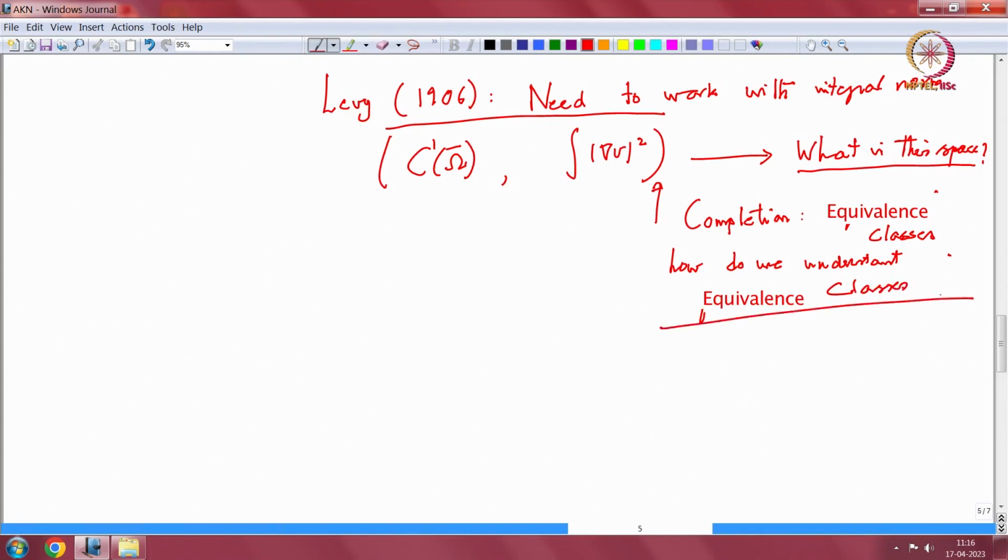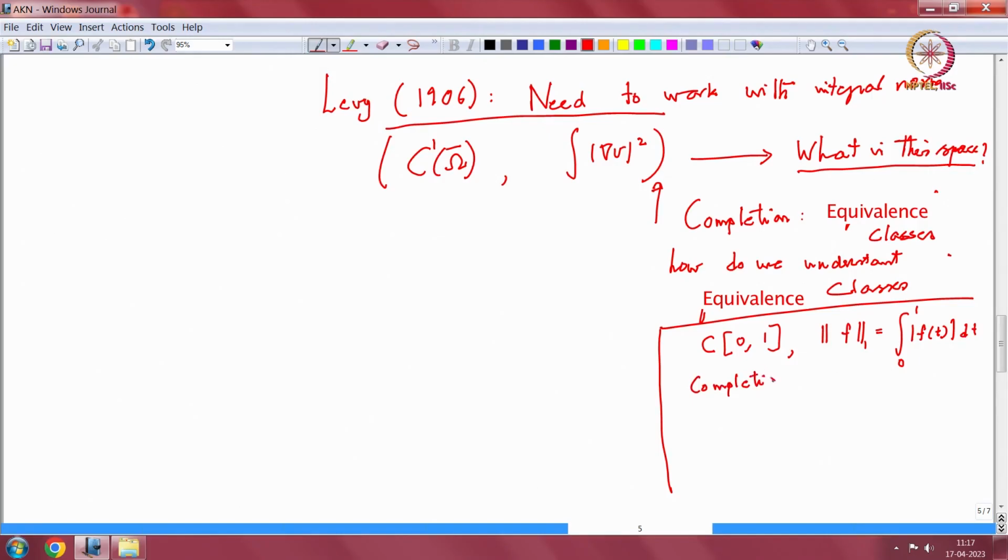Let me just do a slight digression. You are already familiar with this: look at C of [a, b], say C[0,1] if you want. And look at a norm defined on it, an integral norm. You know that C[0,1] with the supernorm is complete. But if you define the one norm, the integral from 0 to 1 of the modulus of f of t dt, what is the completion of this space?